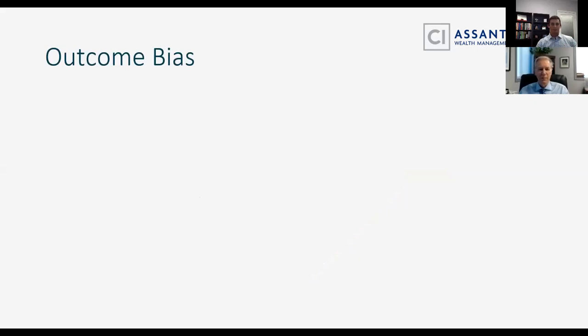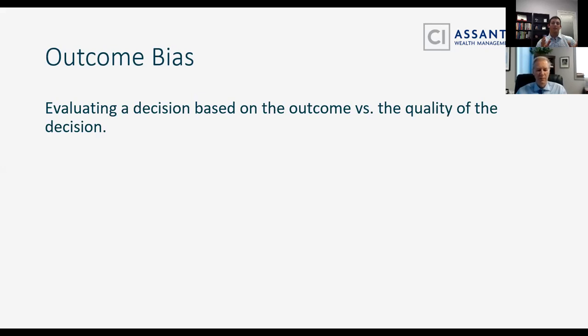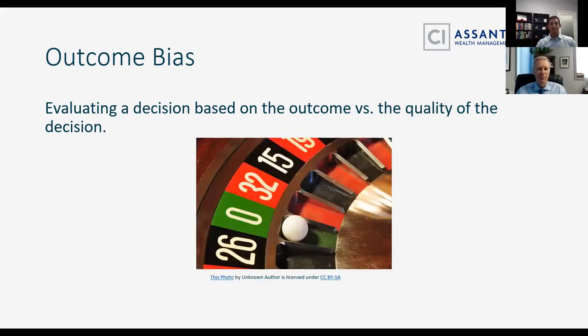So the first one is known as outcome bias. So what this essentially means is you evaluate a decision based on the outcome versus the quality of the decision. A great example to illustrate what this looks like is a roulette wheel. If I walk into a casino and I put all my money on 32 red, and it hits 32 red and I make a ton of money, was that still a good decision?